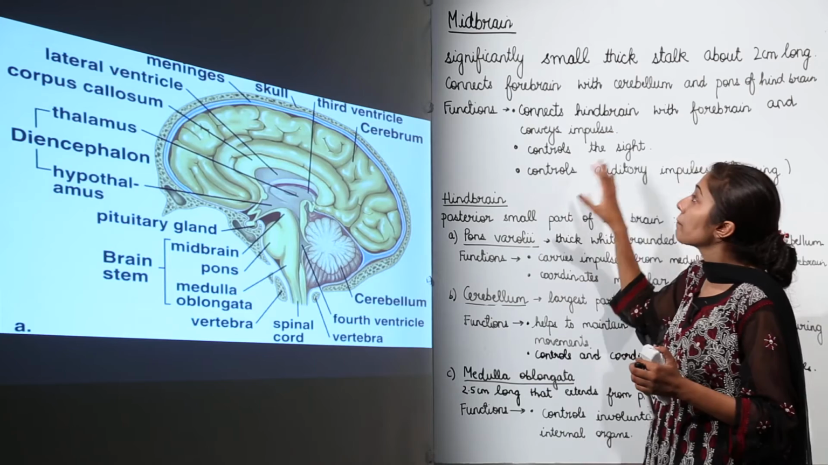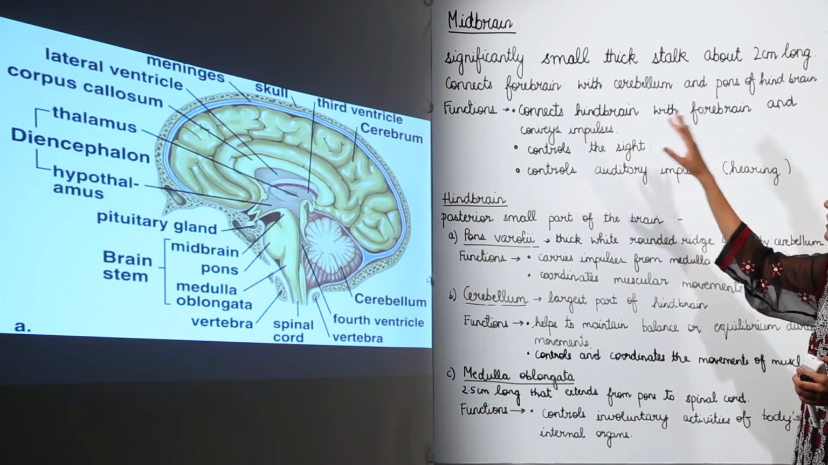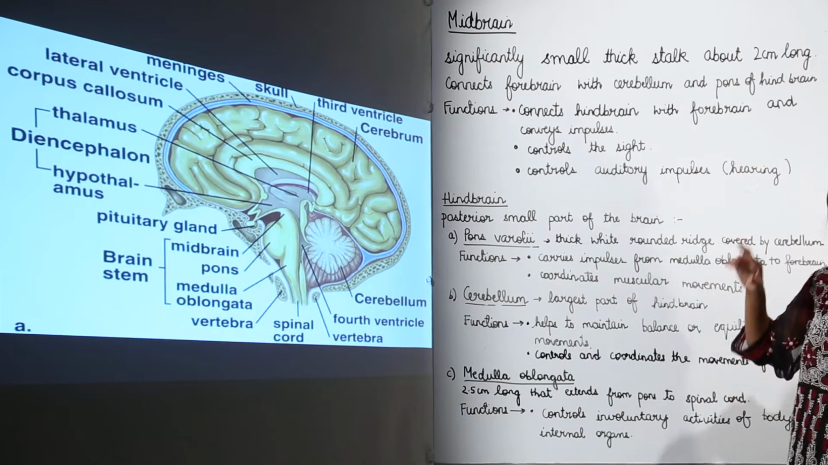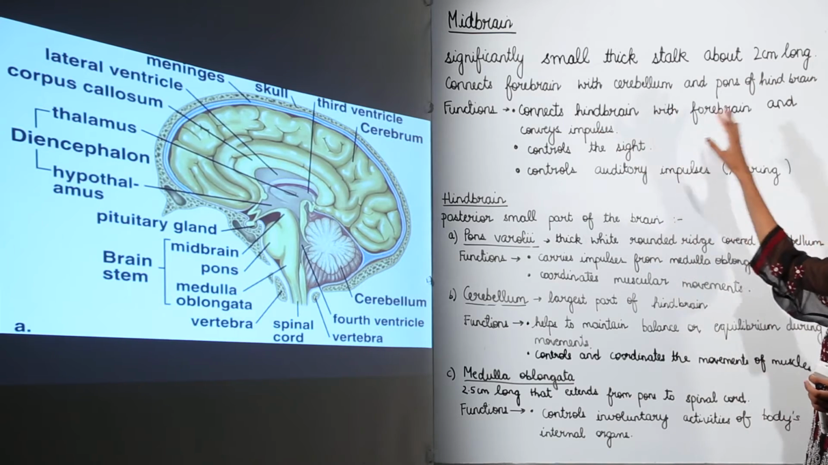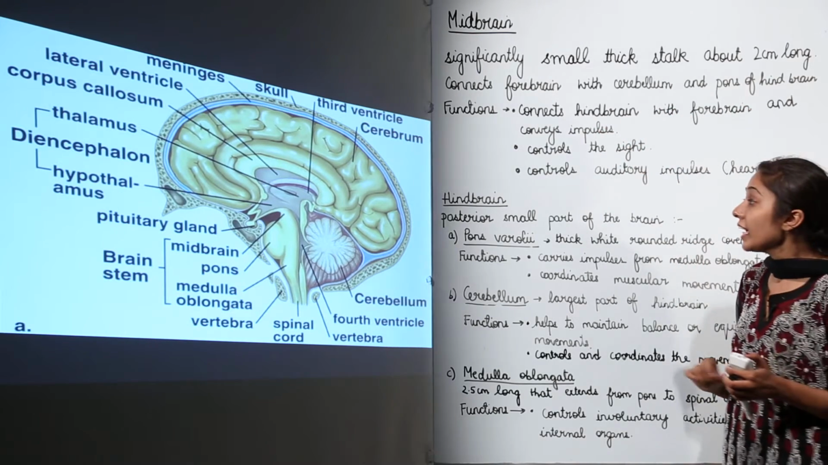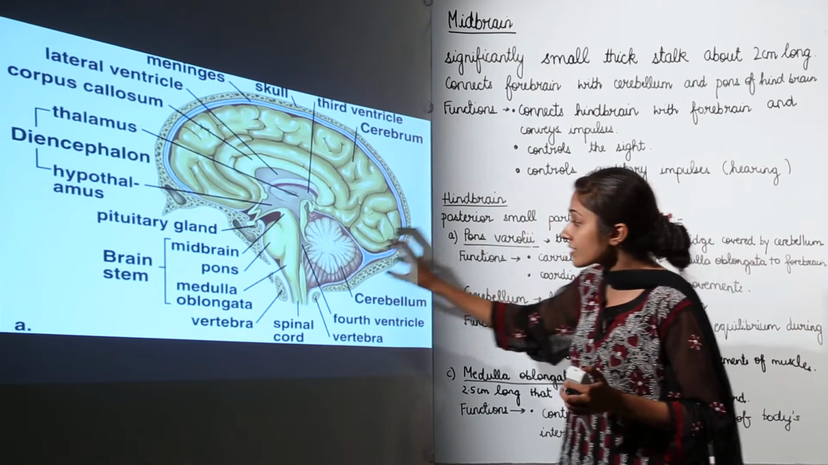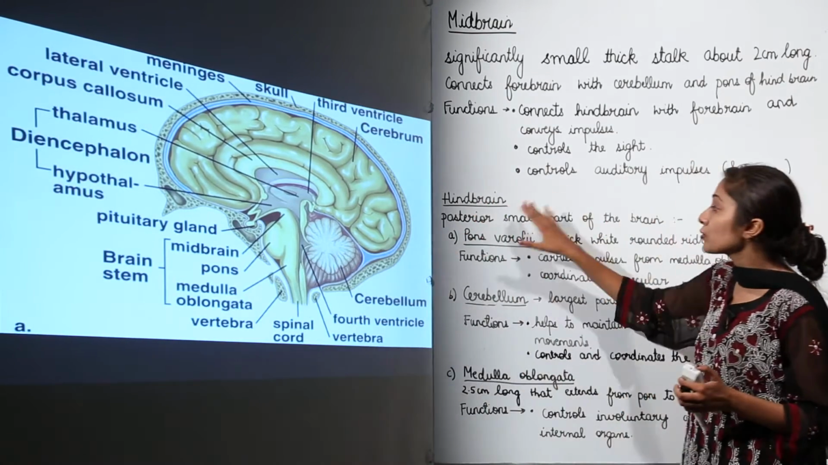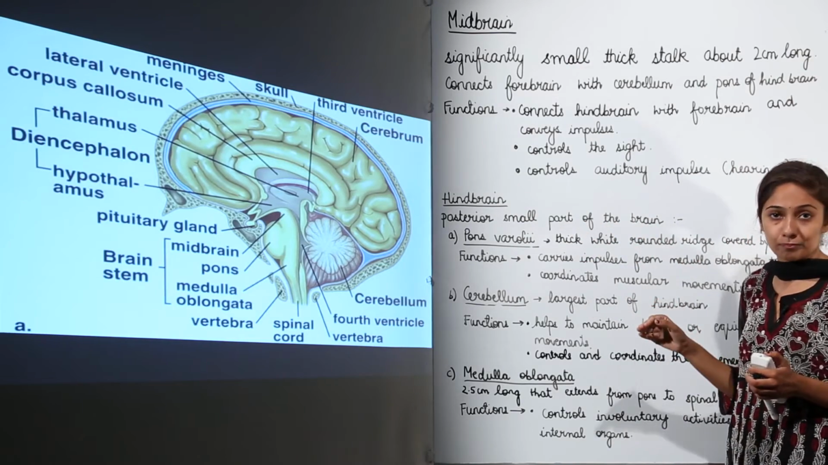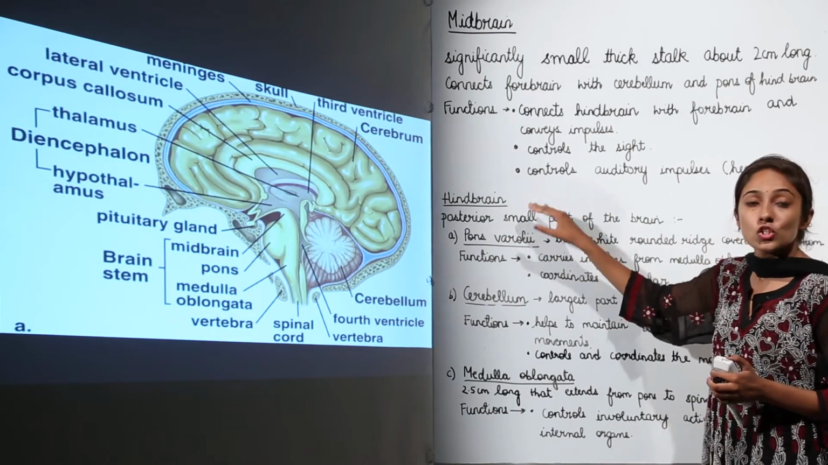So this is midbrain, a significantly small, thick stalk about 2 cm long, which connects forebrain with cerebellum and pons of hindbrain. Now let's move on to hindbrain. Now this is hindbrain. Hindbrain is the posterior small part of the brain.